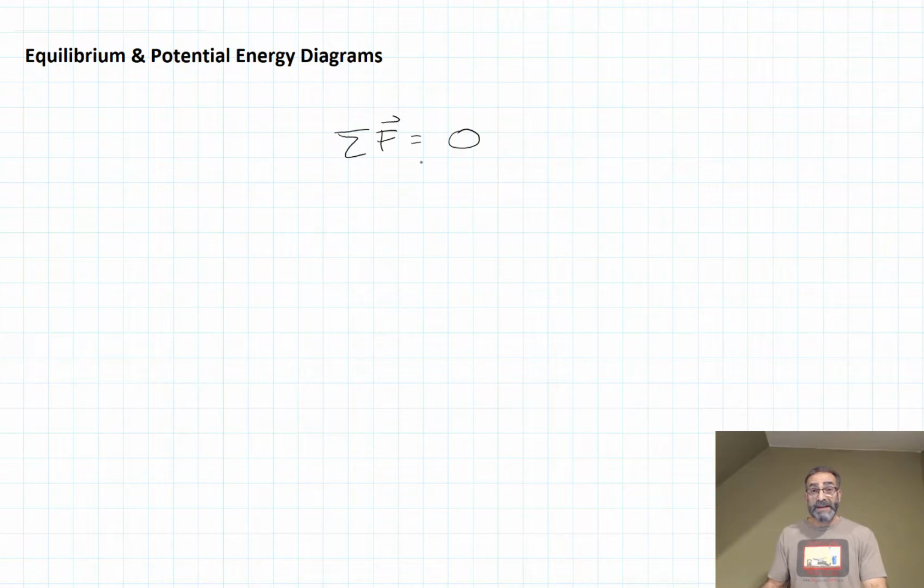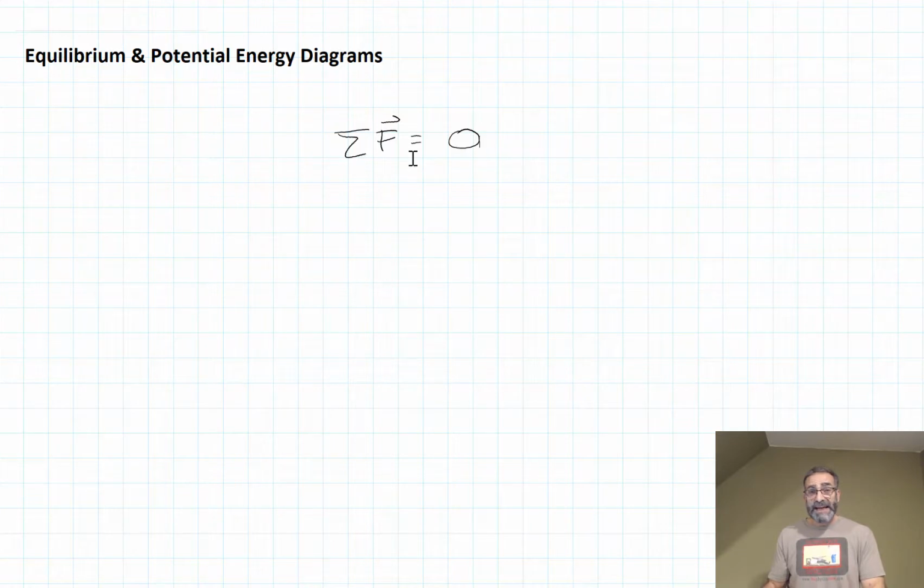There's no acceleration. In a few weeks, when our objects have dimension and can rotate, we're going to add to this. We're going to say that there can't be any rotational acceleration either. And the way we say that is the net torque has to be zero. Just like forces cause acceleration, torques cause angular acceleration. So we're going to add to this definition of equilibrium in a few weeks. But right now, our definition of equilibrium is the net force equals zero.